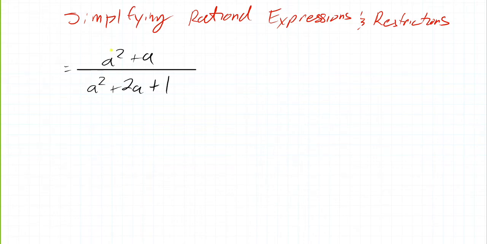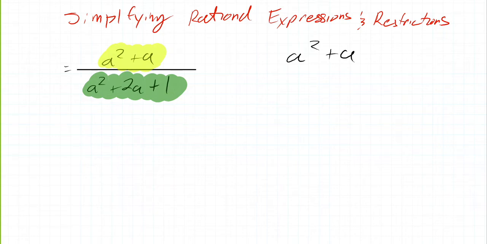So I'm going to do a little separating. I'll do this one in yellow and this one in green. I'm going to separate the two of them, work on them individually, and then piece it back together as a rational expression or a very large fraction. I'll deal with the a squared plus a, okay? This can be factored.